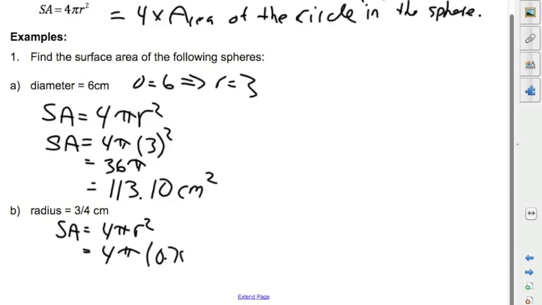So 0.75 squared. You need to round up because the next digit is 8. Okay, two boring examples. So here's a more interesting one.